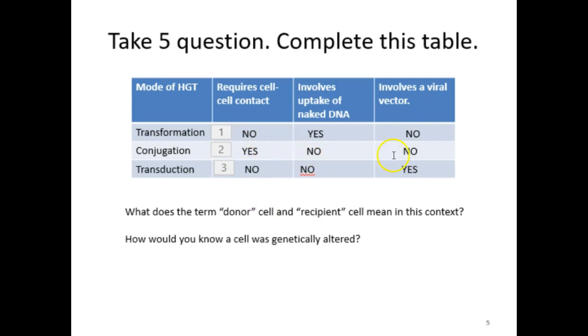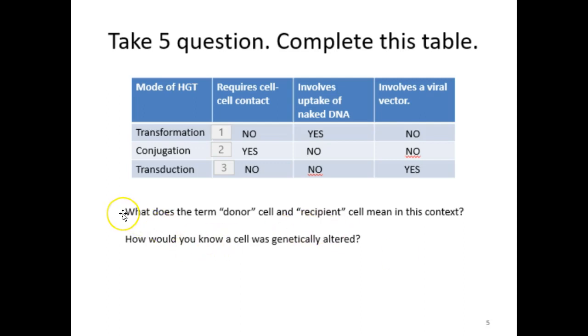If this table had been blank, other than just these three things here, would you have been able to fill these in? Would you know these three forms of horizontal gene transfer, could you spell them? Spelling's very important. Would you know which one requires or doesn't require cell-cell contact, which involves the uptake of naked DNA, and which involves a viral vector? If you can do that, it means that you're at just the very beginning of understanding horizontal gene transfer. You're starting to organize what is what and have a basic familiarity with the terms and concepts involved.